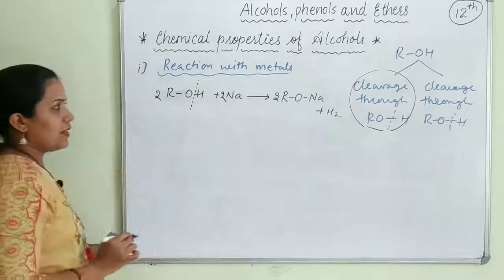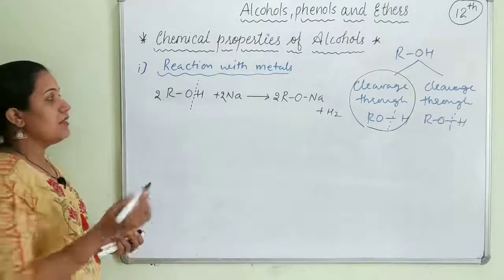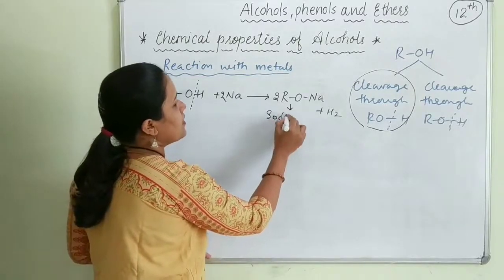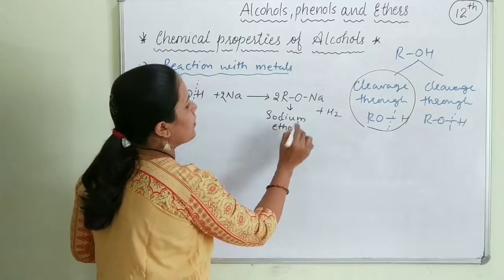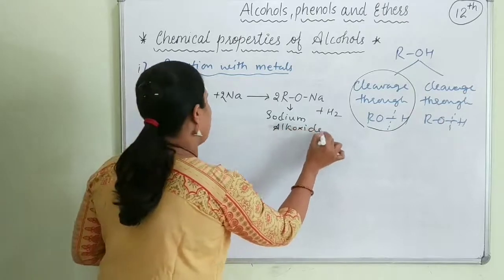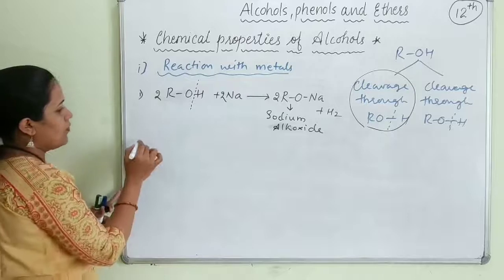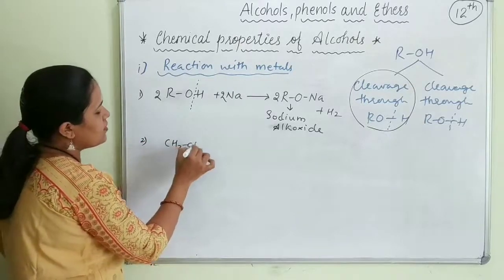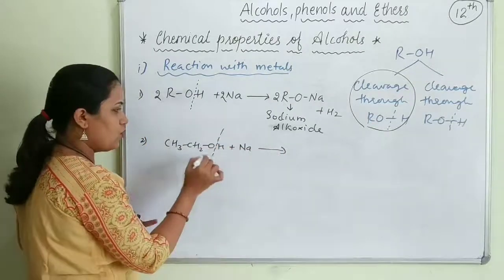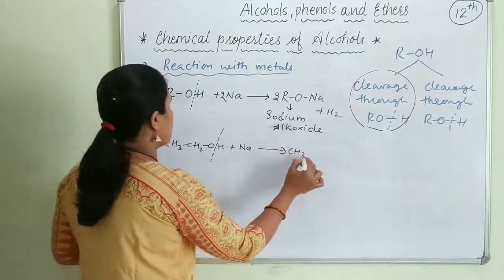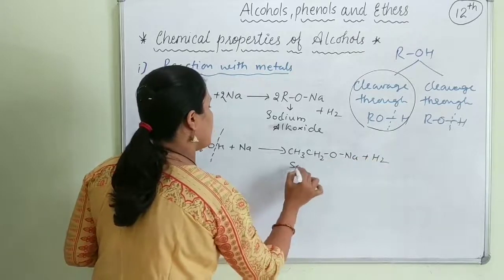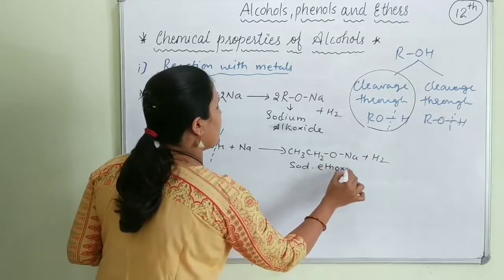For understanding purposes, I am writing it simply, or we can take another example also. What is the name of this compound? This compound name is sodium alkoxide. I will write it as alkoxide. Okay, now let me take another example. For example, I am taking CH3CH2OH plus sodium metal. So here the breakdown would be there, and then there would be formation of CH3CH2ONa plus H2, and what would be the name of this compound? It would be sodium ethoxide.